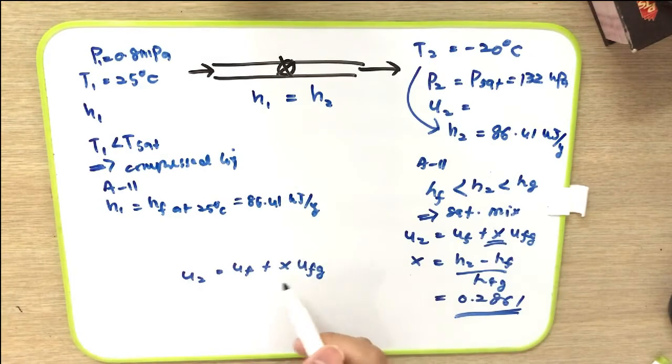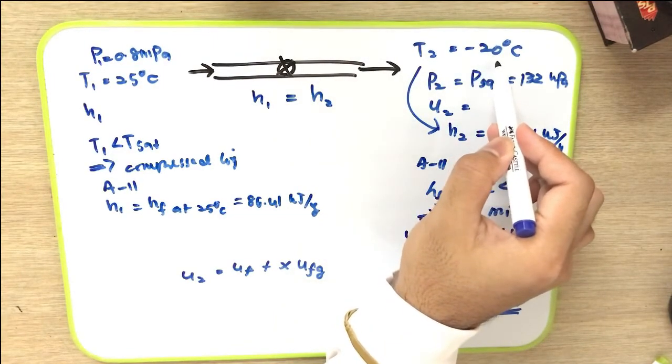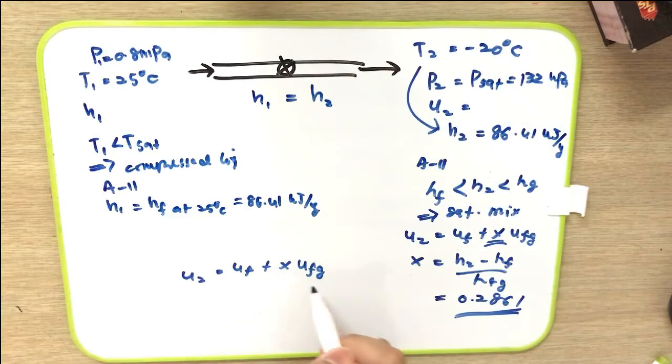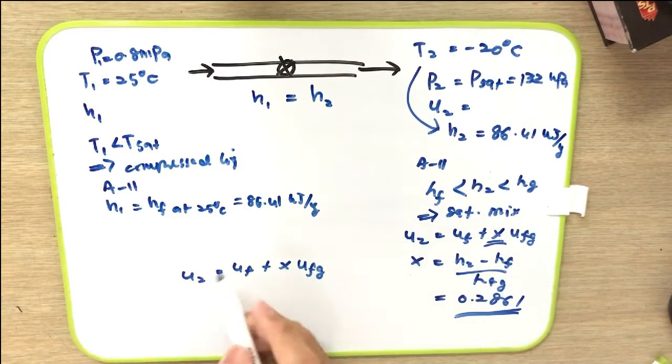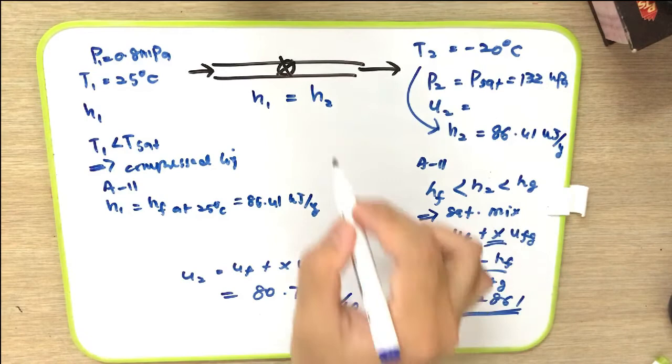So now we can find the u2 from this equation. uf and also ufg we can find from table A11 at T negative 20 degrees C. So we substitute all the values inside here, then we will get u2 equal to 80.74 kilojoule per kg. So that is how we find the internal energy for a throttling valve.